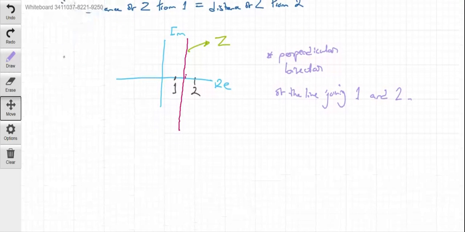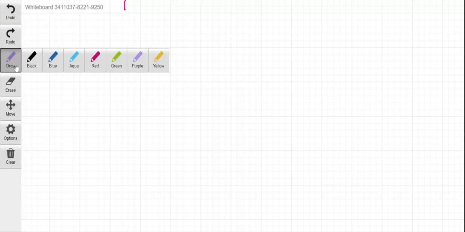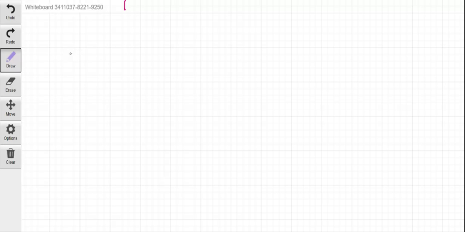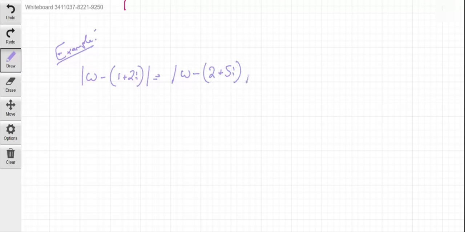And again, I want to show you another example, this time slightly different and slightly more complicated. And hopefully by the end of this example, you should be able to understand what this is about. So the second example, let's look into another question where modulus of w minus one complex number is equal to modulus of w minus some other complex number, 2 plus 5i. And I ask you to draw the possible positions of our missing complex number w.